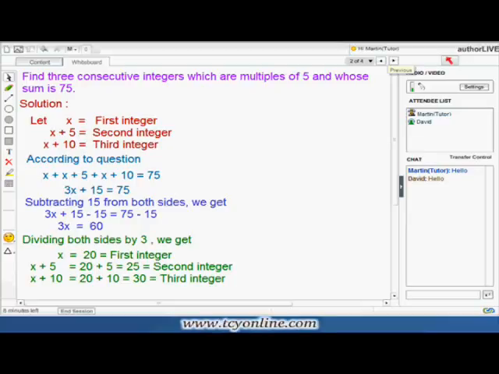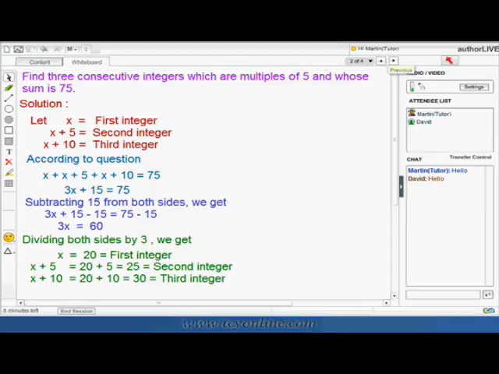Let us suppose that the first integer is equal to x. We know that the integers are consecutive multiples of 5. So, second integer will be equal to x plus 5 and third integer will be x plus 5 plus 5, which is equal to x plus 10. Now, according to the question, sum of these three integers should be equal to 75. That means x plus x plus 5 plus x plus 10 is equal to 75. Or we can say that 3x plus 15 is equal to 75.